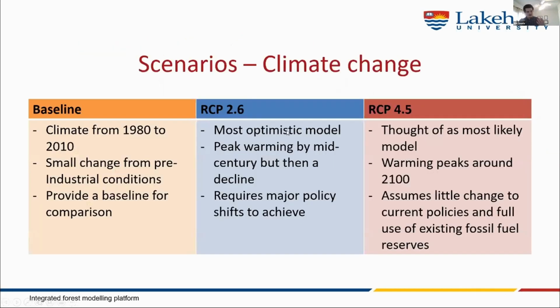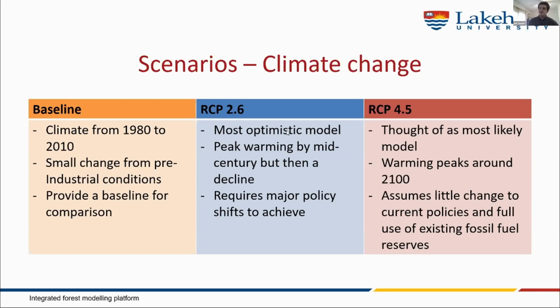So I talked a little bit about how this model works, and I wanted to highlight some of the scenarios that we're going to be looking at. When it comes to climate change, we're thinking about 3 scenarios right now. The first is a baseline climate, just to get a baseline average to always be able to compare back to. So this will likely be the climate from 1980 to 2010.